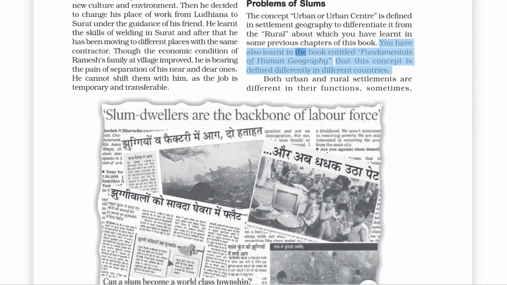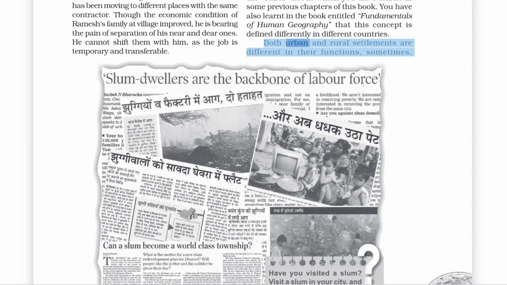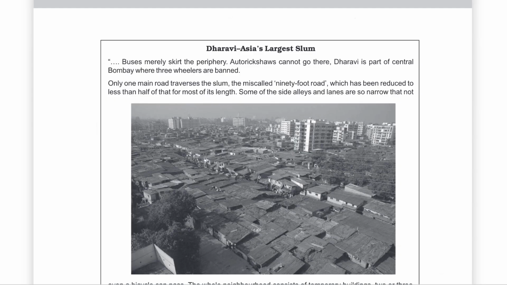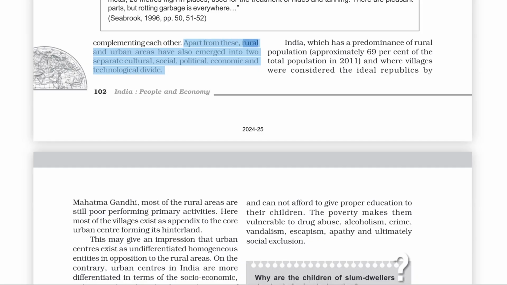You have also learnt in the book entitled Fundamentals of Human Geography that this concept is defined differently in different countries. Both urban and rural settlements are different in their functions, sometimes complementing each other. Apart from these, rural and urban areas have also emerged into two separate cultural, social, political, economic and technological divide.